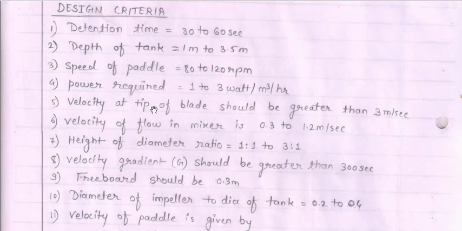There are two types of velocity, that is the velocity at the tip of the blade, and the velocity of flow of the mixture, that is the water flowing or entering in the mixer.